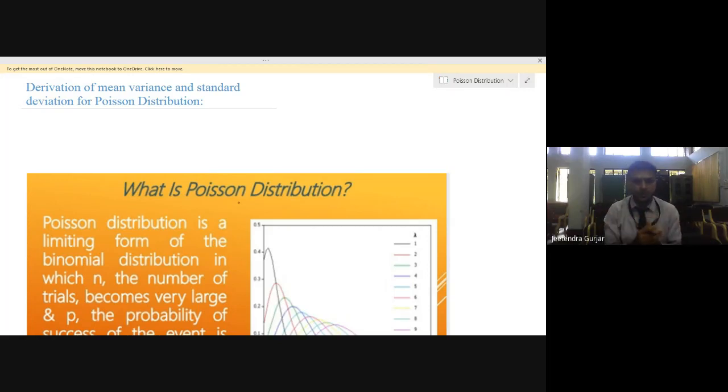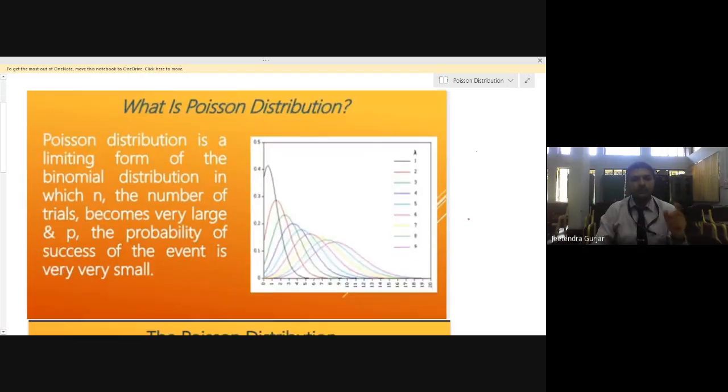What is Poisson's distribution? Yes, Poisson's distribution is nothing but a limiting form of a binomial distribution in which n, the number of trials, is very large, and p, the probability of success of events, is very small. You can just go through the graphs and easily understand how this graph is. It is Poisson's distribution. So you can see these graphs.